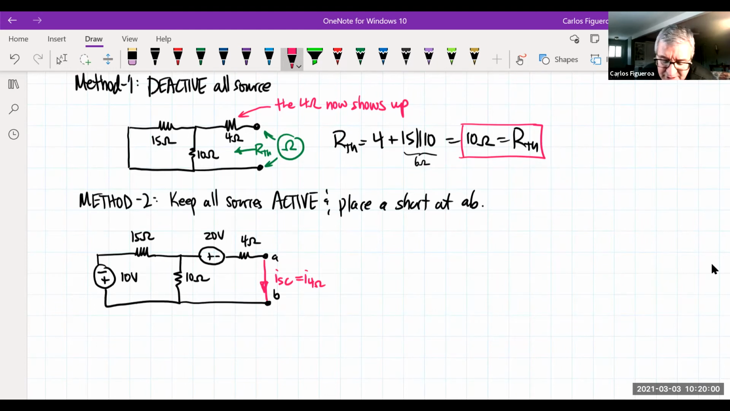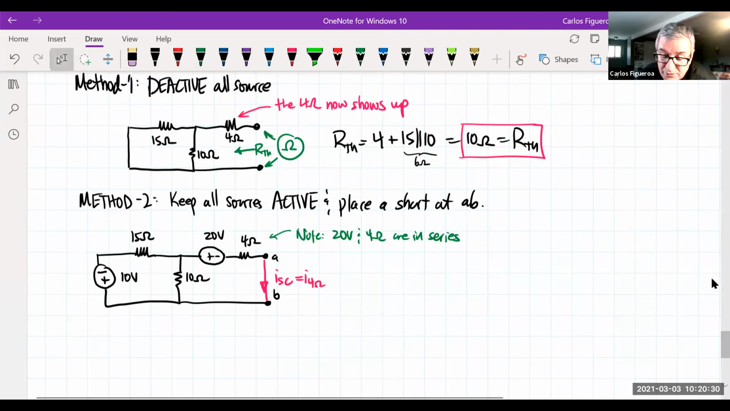And the first thing that I would note is that the 20 volt and the 4 ohm are in series. Your goal here is probably to say, no, dude, just use mesh. And I'm saying, no, man, you got to think. Think your way through circuits. Don't look at everything as a nail. So look what I'm going to do.